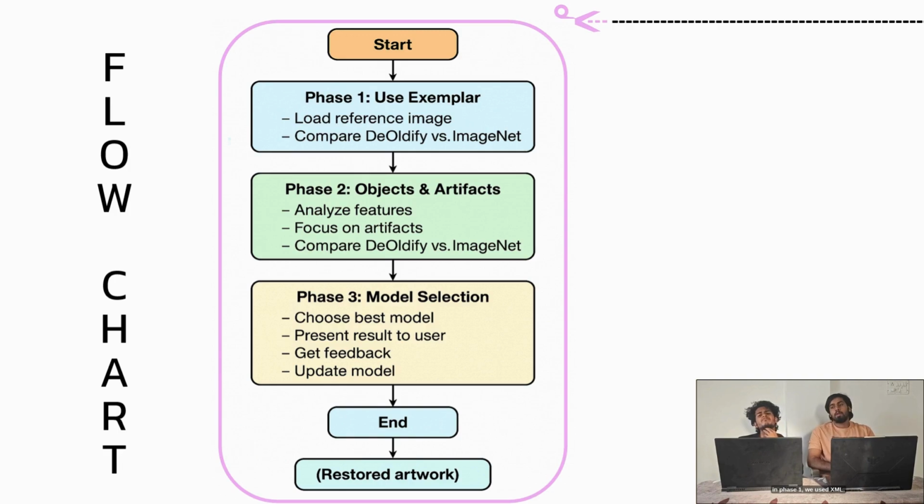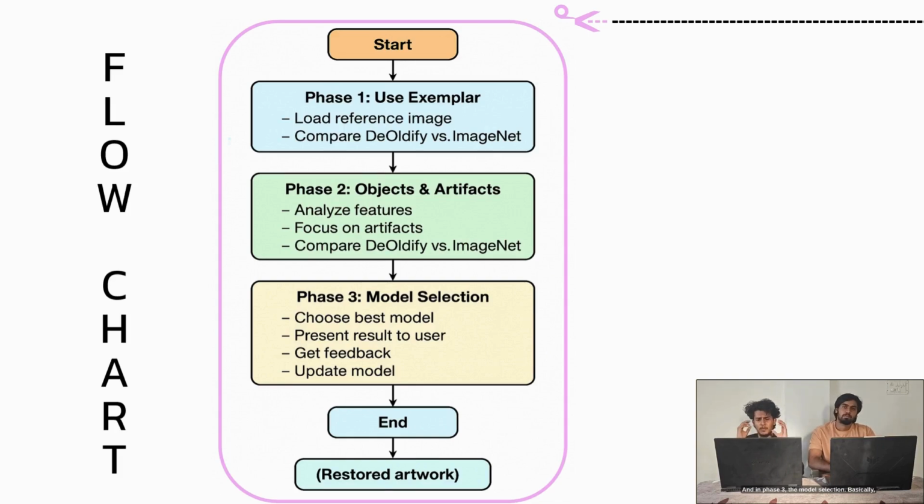In phase 1, we use an exemplar, which means we have a reference picture, and using the reference picture only, we are colorizing the new image. We use DOLFA and ImageNet and then compare them. In phase 2, we analyze features, objects and artifacts from the image, and then we compare DOLFA to ImageNet. And that comes to phase 3.